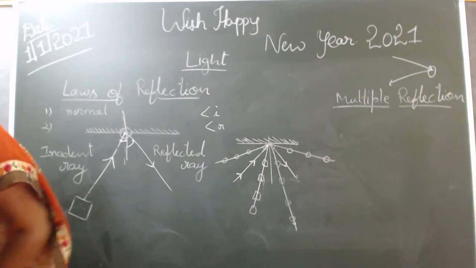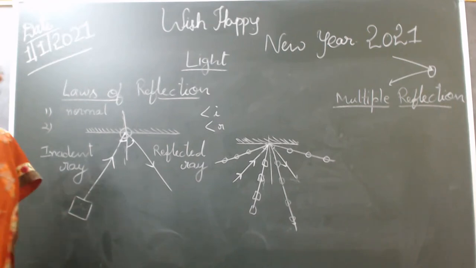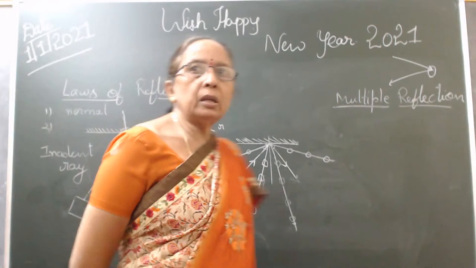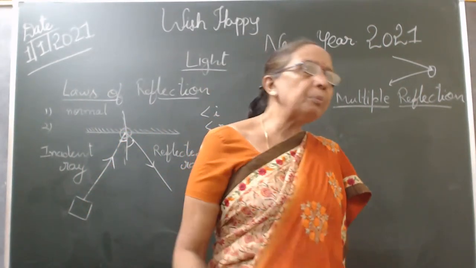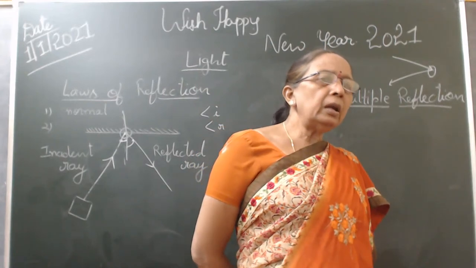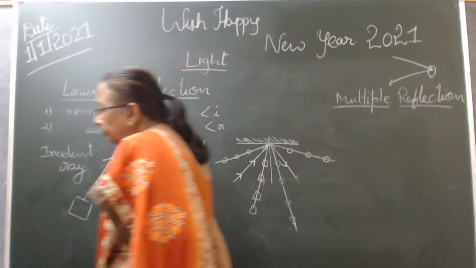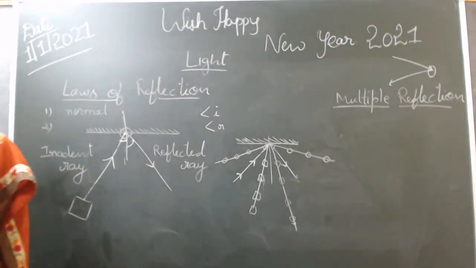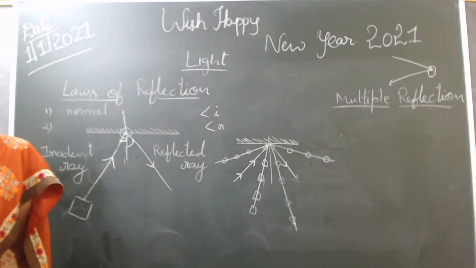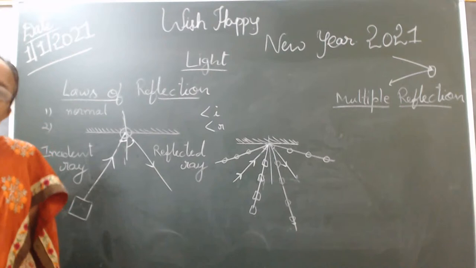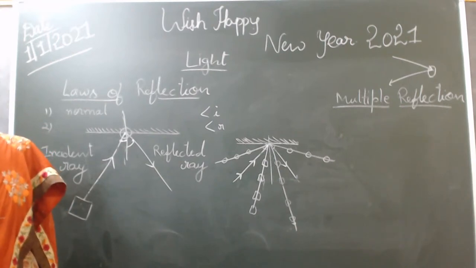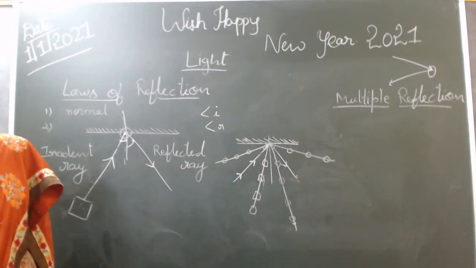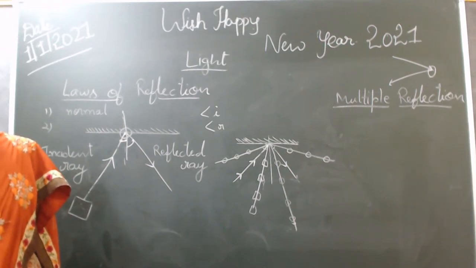So sometimes when you go to a fair or any exhibition, you get more images of yourself. This is only the setting of mirrors at different angles. Some in the temples also, when we see so many images of ourselves. Why? This is due to the reflection when the mirrors are set at different angles. So multiple reflection also clear? Any doubt is there?